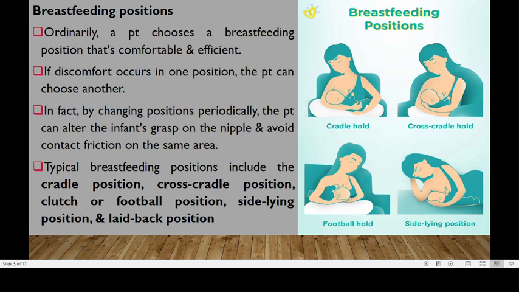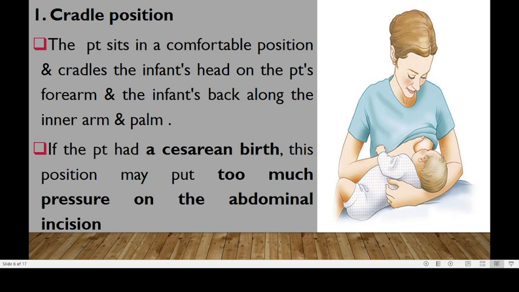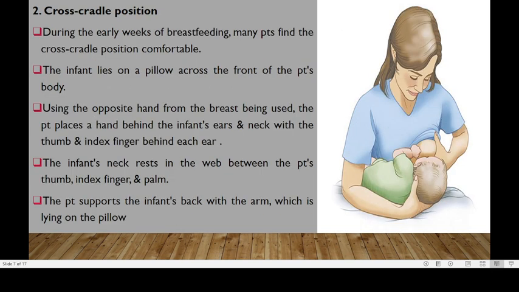So let's look at those five positions of breastfeeding, starting with the first one. For the cradle position, the mother sits in a comfortable position and cradles the infant's head on the patient's forearm, with the infant's back along the inner arm and the palm. This is shown in our figure on the right. If the patient had a cesarean section, the cradle position may put too much pressure on the abdominal incision, and thus may not be favorable for mothers who have undergone a cesarean section.